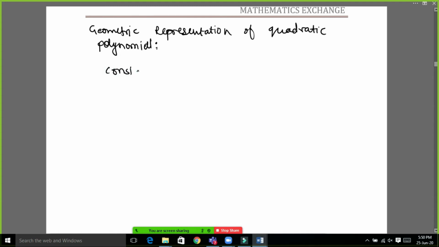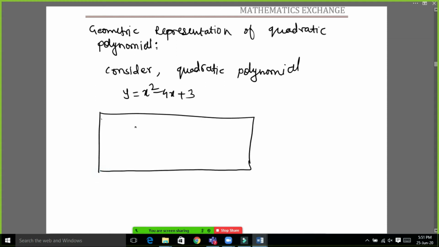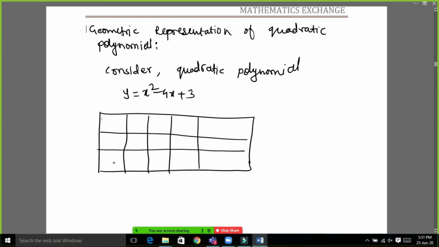Consider a quadratic polynomial, that is x square minus 4x plus 3. This is a quadratic polynomial because it has degree 2. So let us denote it by some variable y, that is y is equal to x square minus 4x plus 3. For this we consider x values, and for the corresponding x values we calculate y values, and after that we locate these points on the x and y axis.